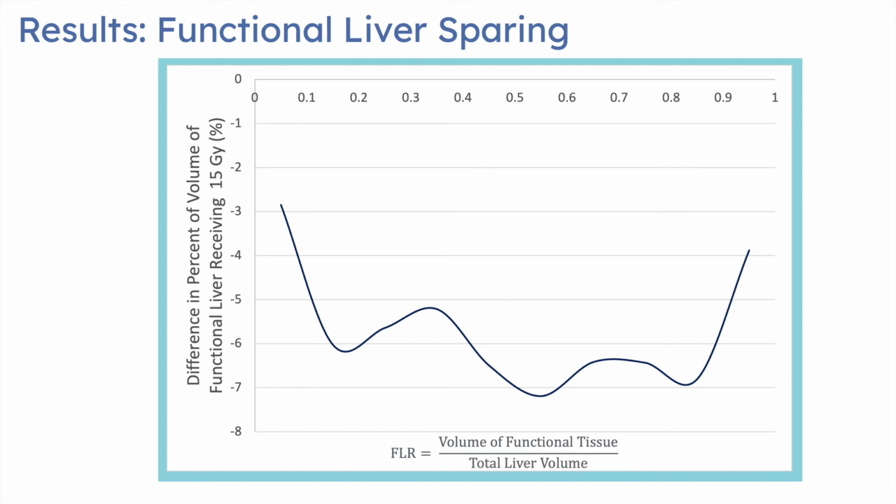The percent of the volume of the functional liver region receiving more than a safe dose of 15 gray was sufficiently different for FLR values between 0.15 and 0.85. FLR was a parameter that we defined as the volume of the functional liver region over the volume of the total liver. Within this range, it was possible to spare between 5.2 and 7.2% more of the functional liver tissue, which would help improve a patient's quality of life.